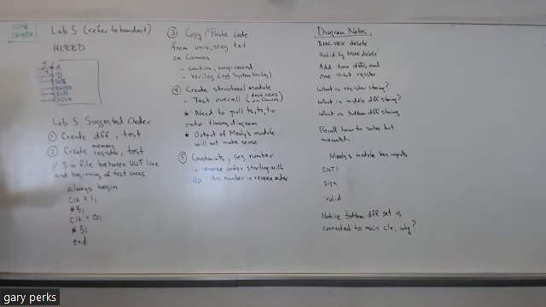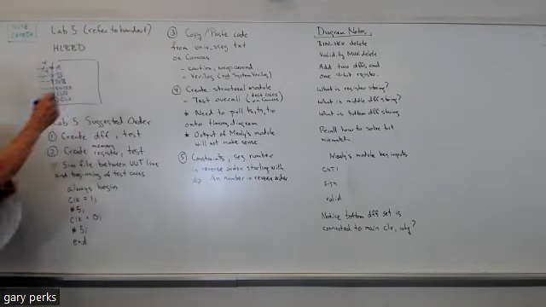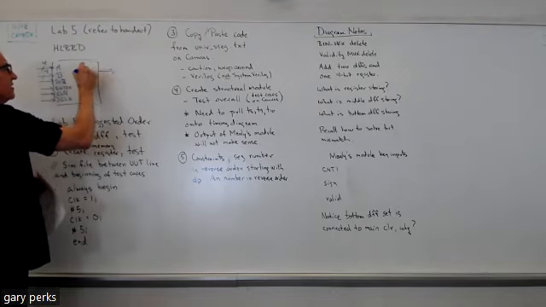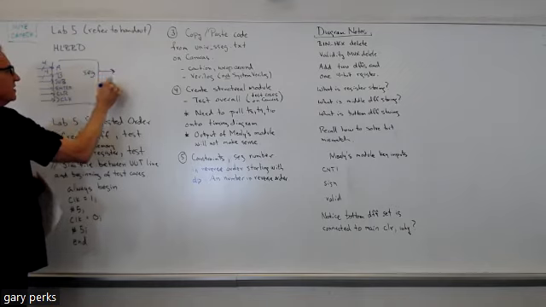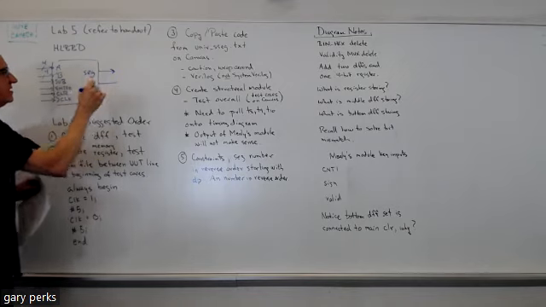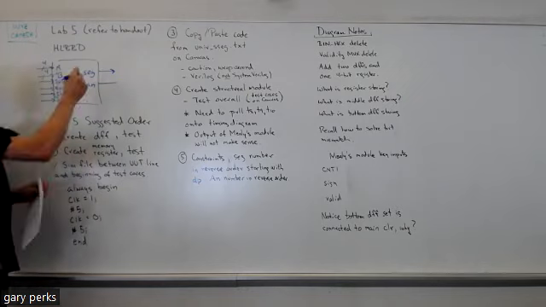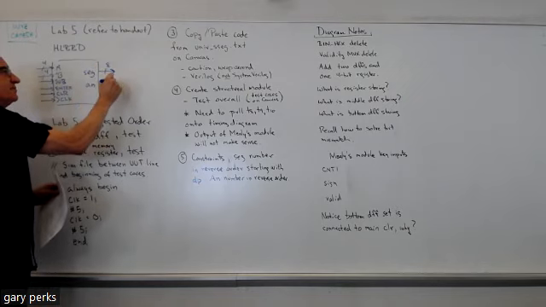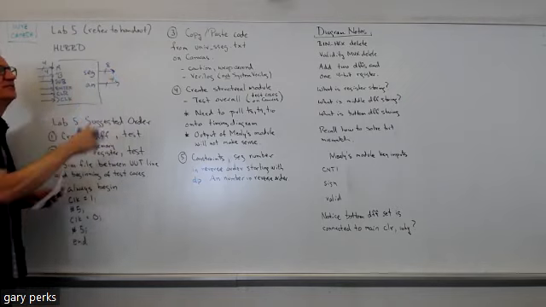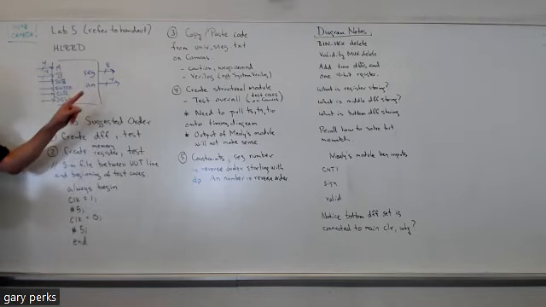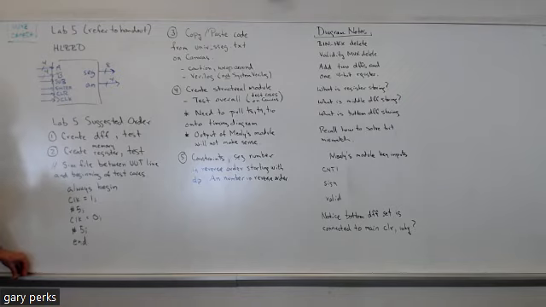How about the outputs? What outputs do we have? Seg. Yep, we're going to have seg. And how many bits for these? Yeah, seg is 8 this time. AN is still 4. Why is AN still 4? What's the significance of the 4-bit AN? What's AN doing again?